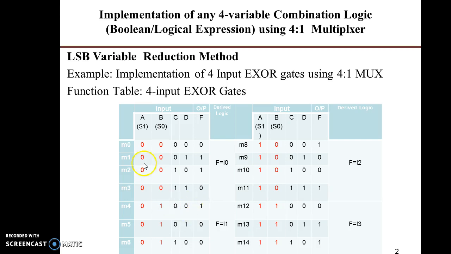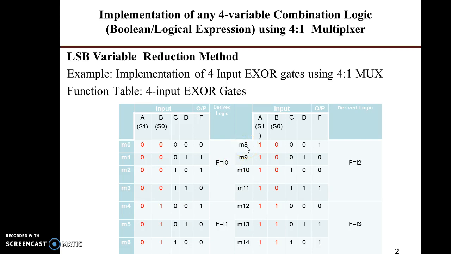Here I am going to merge min terms 0, 1, 2, 3 into a single min term. I am able to merge these because for min terms 0, 1, 2, 3, the A and B variables have the constant value 0, 0. Similarly, I can merge min terms 4, 5, 6, 7, because for these min terms the A and B variables have the value 0, 1.